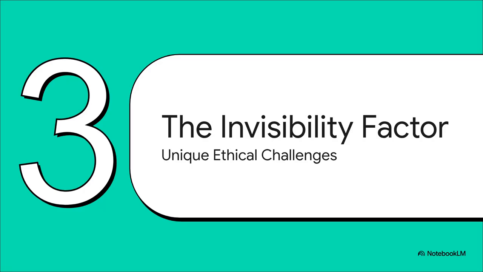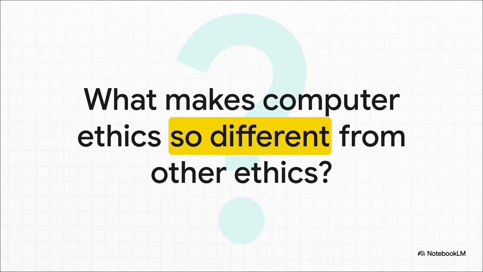Okay, so those rules seem pretty simple, right? But actually applying them can get complicated. And that's because the digital world has these unique challenges. A philosopher named James Moore called it the invisibility factor, because so much of what a computer does is completely hidden from our view. And this gets to the heart of it, doesn't it? What really makes computer ethics so different? Why can't we just use the same old rules? Well, the answer is all about what we can't see.